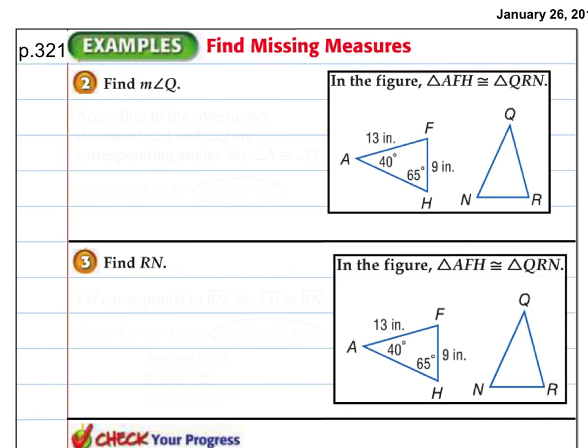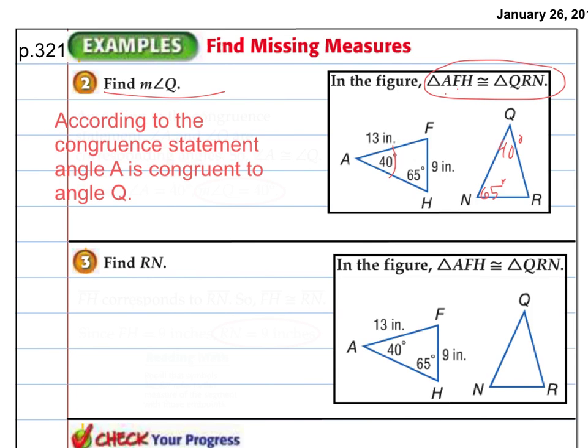Find the measure of angle Q. I'm given this information, and they're telling me that the figures are congruent. So I'm going to fill in information that I do know. A is supposed to correspond with Q, and if A is 40, then Q is also 40 degrees. H corresponds with N, so this must be 65. I don't need to fill in the rest because I've already answered my question. It says find the measure of angle Q, according to the congruent statement I have written here.